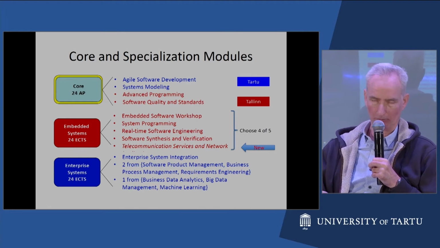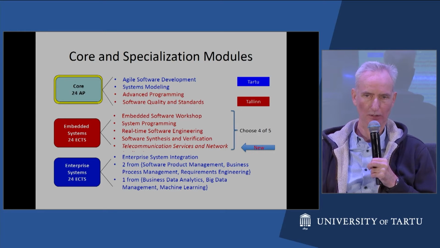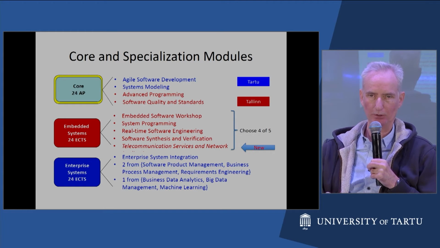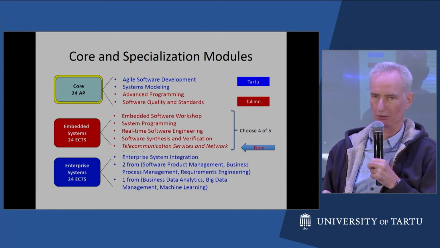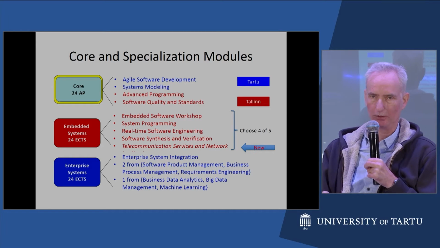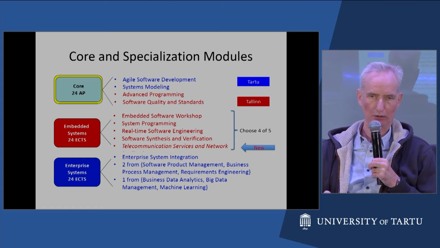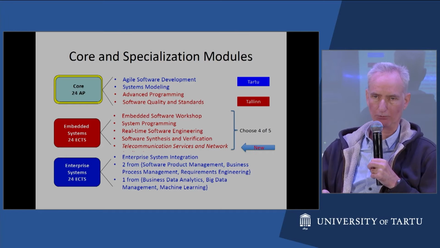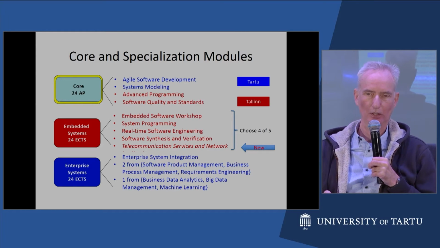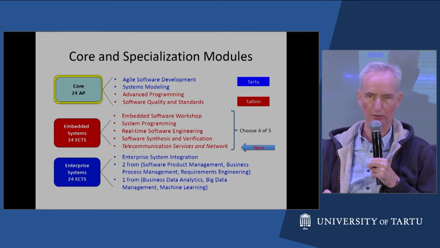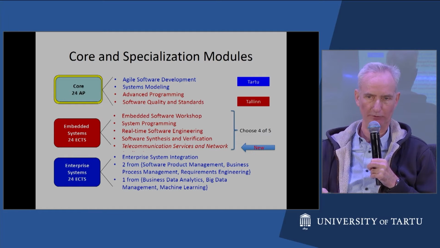So then, after that, you will either take the embedded system specialization, and from next academic year onwards at Taltech, you can pick 4 courses out of 5. The telecommunication services and networks course is new. And the other 4 courses have been taught in the last years already. And it's just to give you more flexibility. You can now pick 4 out of 5.